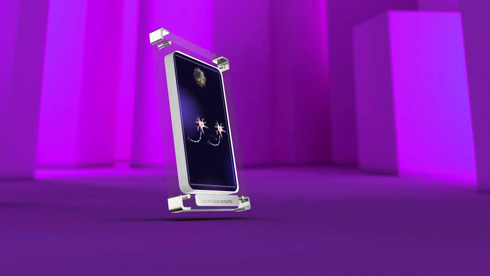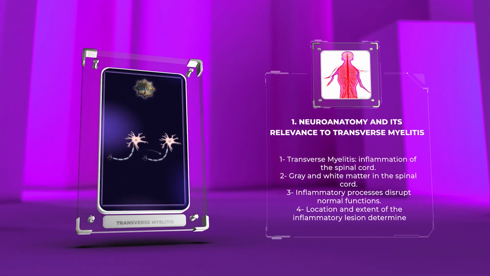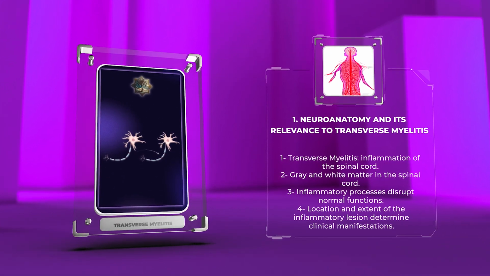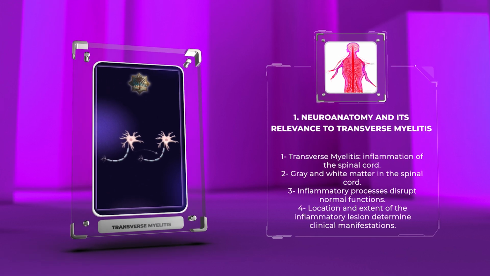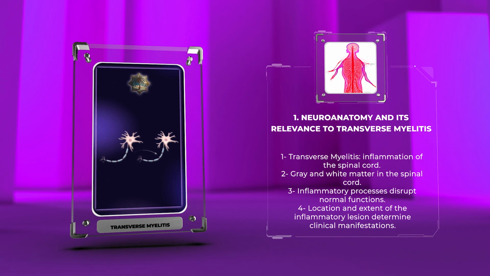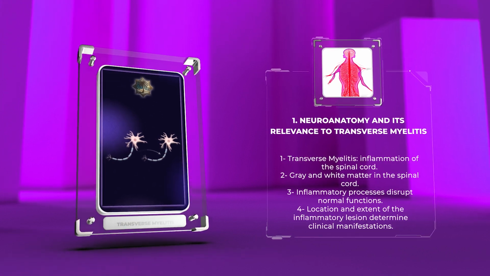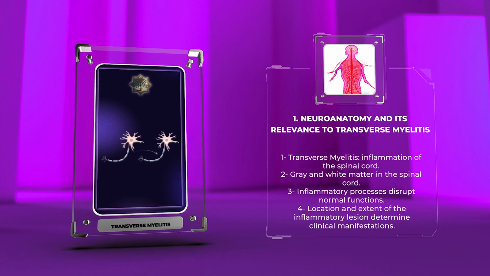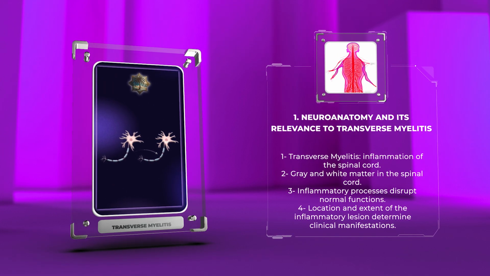Transverse myelitis involves inflammation of a segment or multiple segments of the spinal cord. Understanding the neuroanatomy of the spinal cord is vital in comprehending the pathophysiological mechanisms underlying this condition. The spinal cord can be divided into different regions, consisting of gray and white matter. The gray matter plays a key role in processing sensory and motor information, while the white matter contains ascending and descending tracts transmitting these signals.